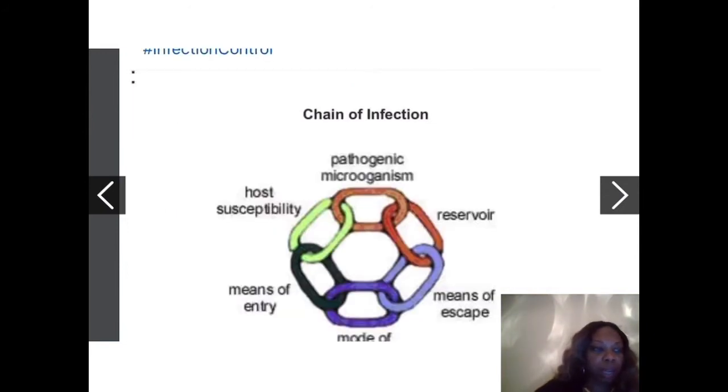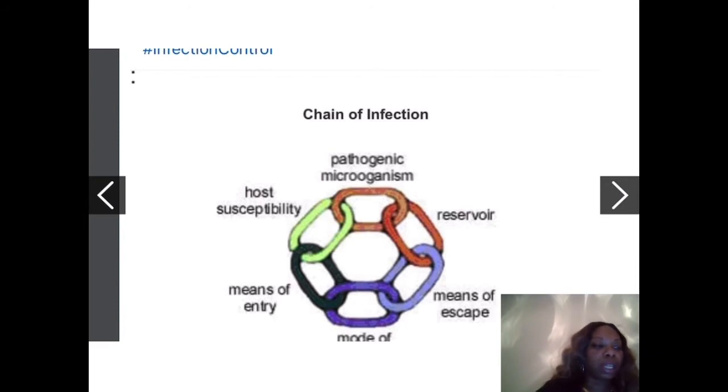So next we're going to talk about the chain of infection. The spread of infection can be described as a chain with six links. First, the infectious agent, which is the pathogen. Second, the reservoir, the normal location of the pathogen. Third, the portal of exit from the reservoir. Fourth, the mode of transmission. Fifth, the portal of entry into a host. And number six is the susceptible host.